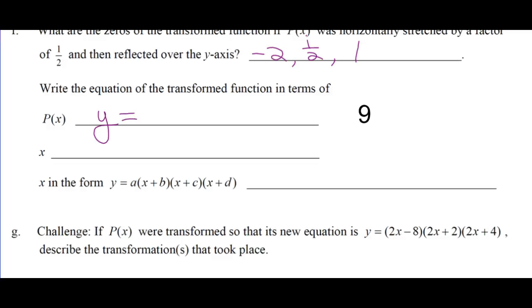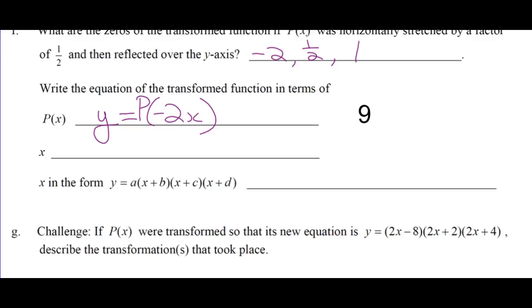Okay, so if I want to do a horizontal stretch by a factor of a half, what gets replaced with what? 2x. X gets replaced by 2x. If I then want to reflect over the y-axis, then the x will be replaced by a -x. So we end up with p of -2x. Okay. Now, following form, in terms of x then, what I'm going to do is everywhere we see an x in the original, we're going to replace it with -2x.